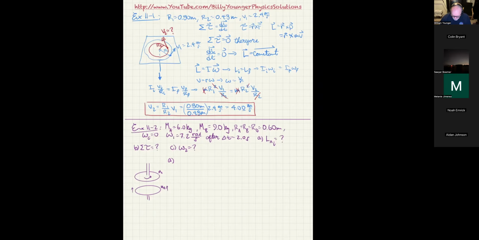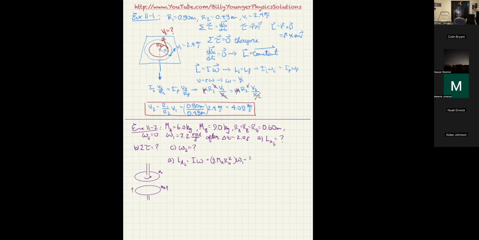So we're going to go with just the disk part, in which case the initial angular momentum, LA sub I, is going to be the moment of inertia of the disk times the angular speed of the disk. That moment of inertia for a cylinder is 1/2 MA R0 squared, and then that angular velocity is just omega 1.